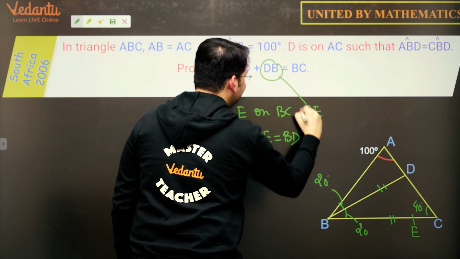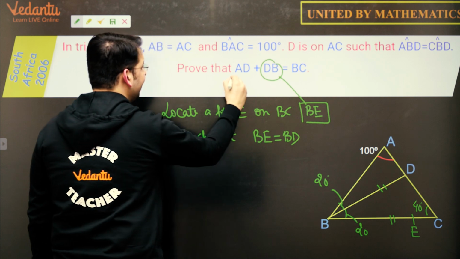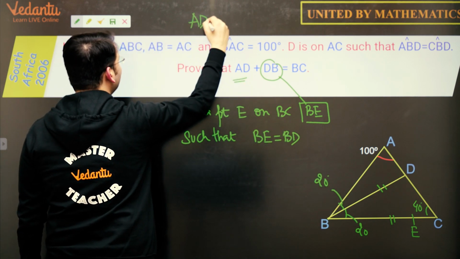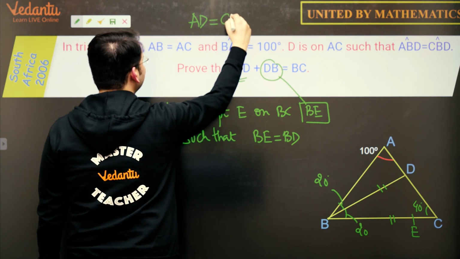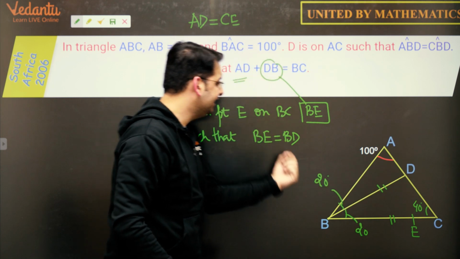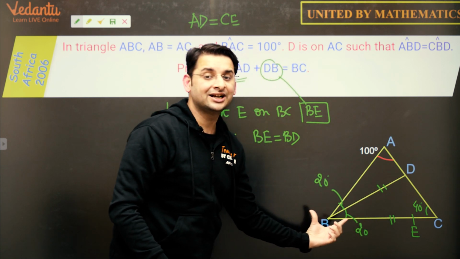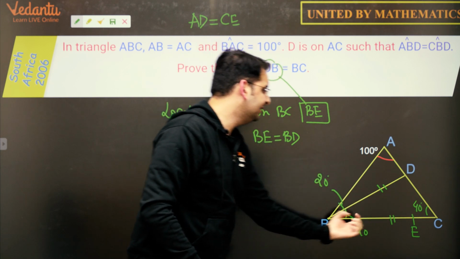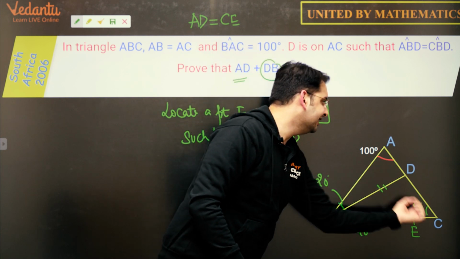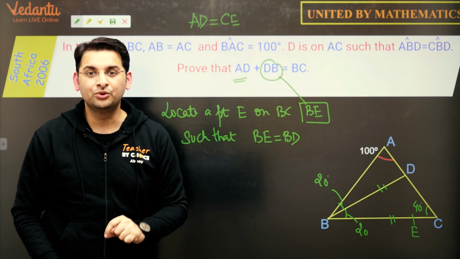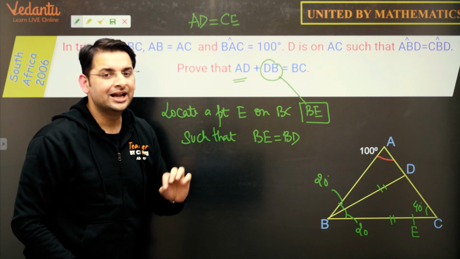So all I need to prove now is AD is equal to CE. If I am able to prove AD is equal to CE, I am done, because BD is equal to BE from the construction that we have done already. BC becomes equal to BE plus CE, BE is equal to BD, and EC becomes equal to AD, and we are done. So this is what we need to prove geometrically, and let us see how we do this.